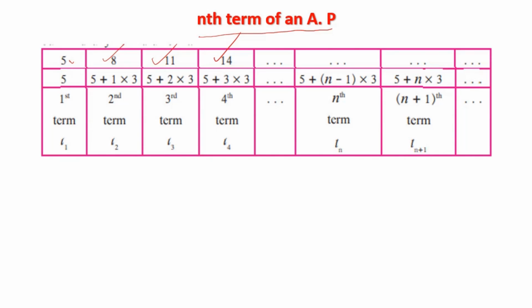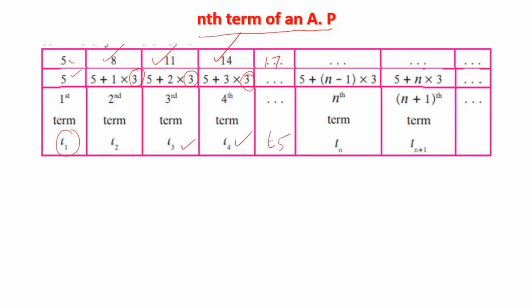Now we know that if the difference between consecutive terms is constant, it is an arithmetic progression, and it gives us a clue. We know that the next one will surely be 17 here, because we know the difference is 3 in all these cases, right? We also know that term 1 is 5, term 2 is 8, term 3 is 11, term 4 is 14. If I say term 5 is 17, we know that.